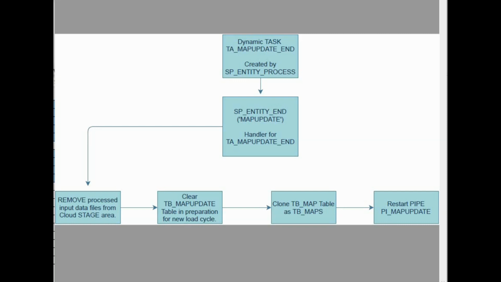To recap, before ending, SP_entity_process dynamically created task TA map update end. The handler for this task is SP_entity_end with the entity name map update as its input parameter. SP_entity_end will list and then remove all of the source input data files which have been successfully processed, then clear out the TB map update staging table so that it's empty when the pipe is restarted. A clone of the target table will be created for query access so that consumers aren't affected by in-process updates when the next update cycle begins. Finally, the pipe will be restarted. Let's watch.